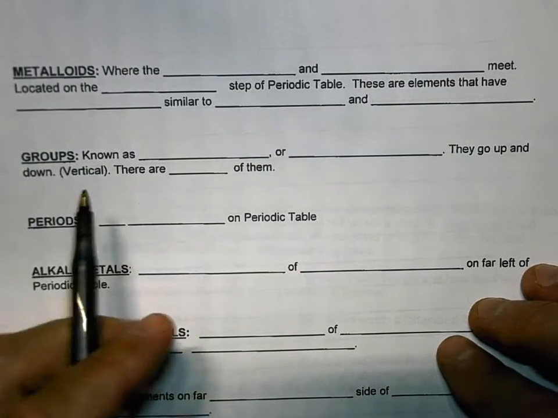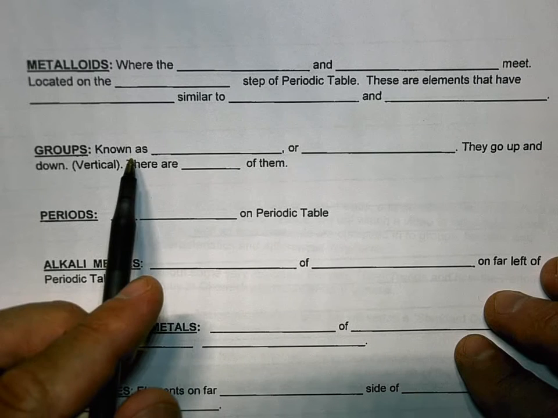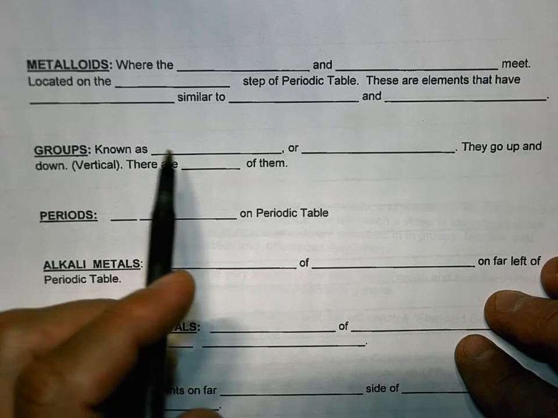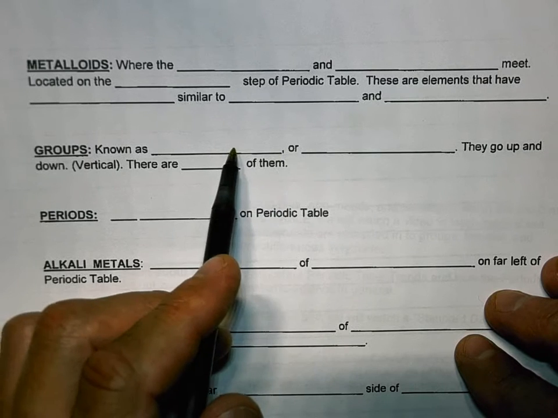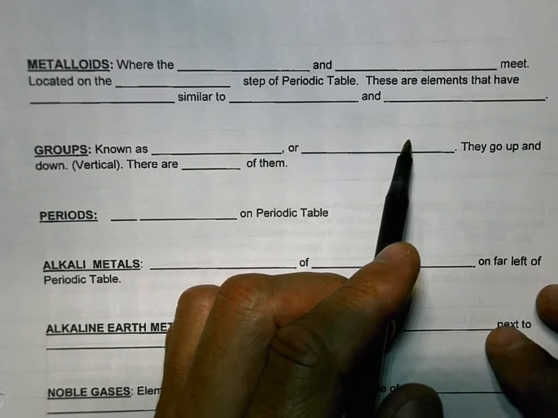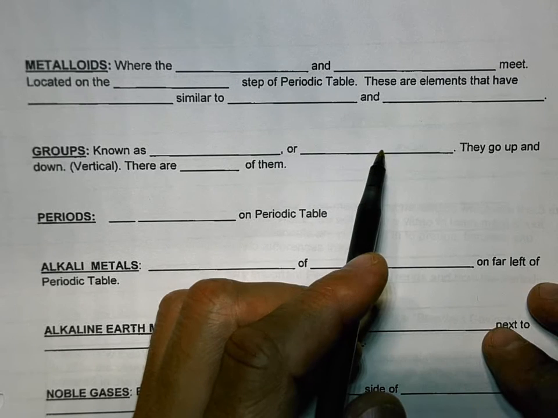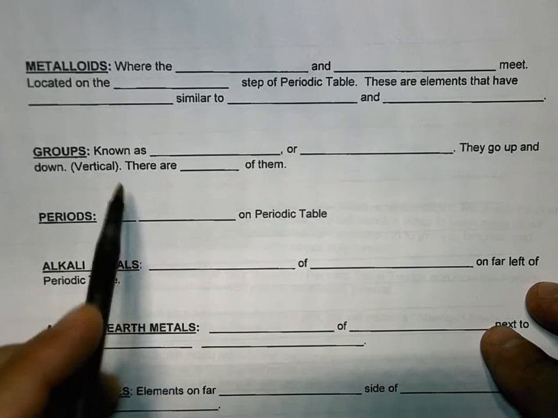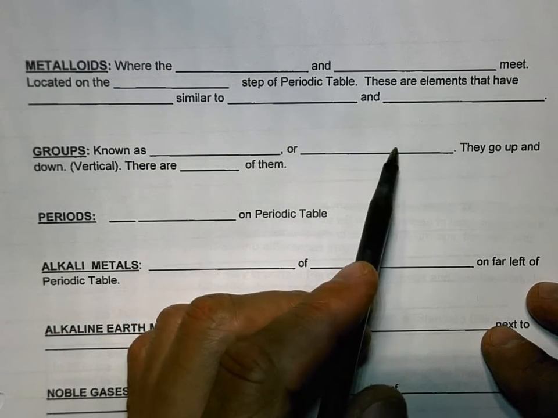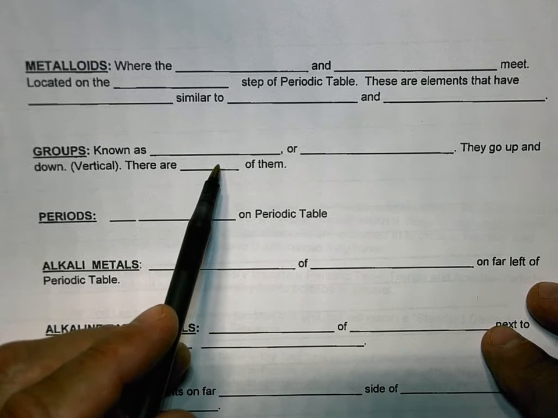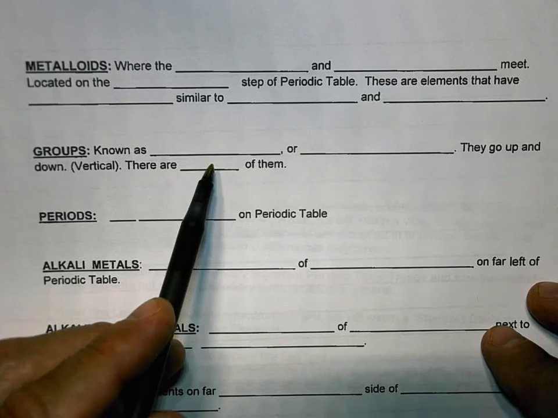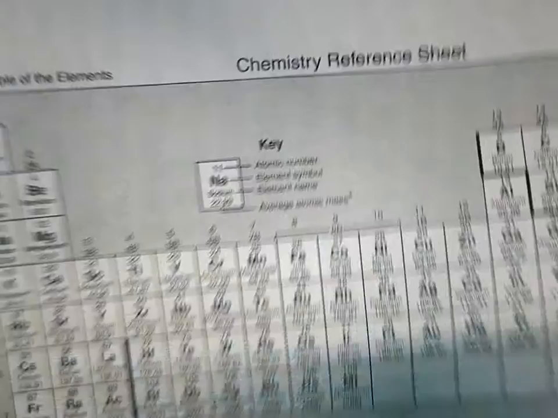Okay, groups. Groups are known as columns, C-O-L-U-M-N-S, or families. Elements are part of families too, like you and I. They go up and down, vertical, and there are 18 of them. You've got to memorize that, you guys. 18. So look at your periodic table.